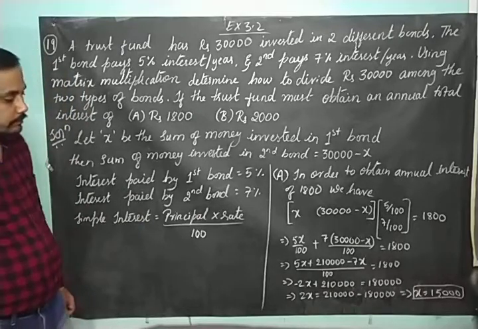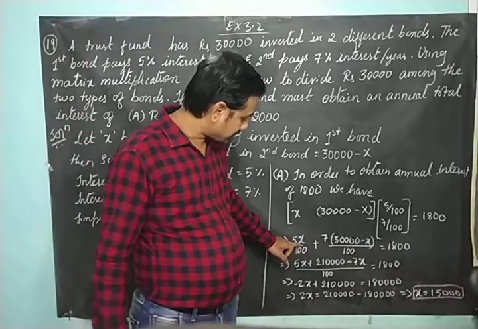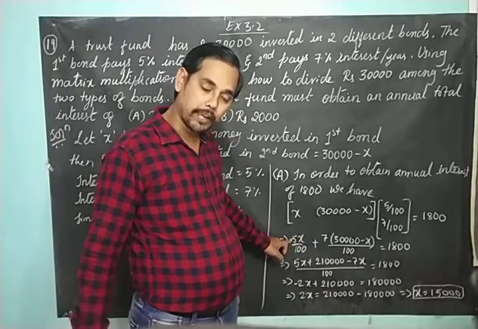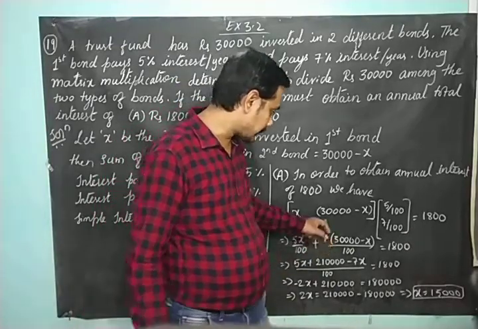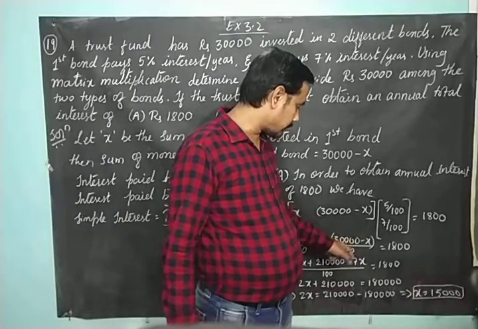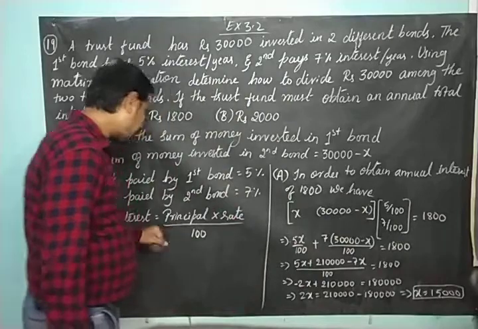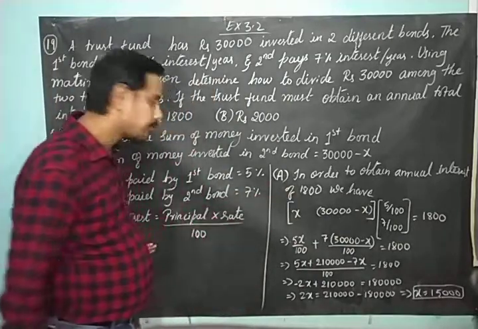You can see here the principal we have assumed as x, the rate of interest is 5, divided by 100. Here also, the principal invested is 30,000 minus x, the rate of interest is 7, divided by 100. So this obeys this formula, right? This matrix is according to this formula.